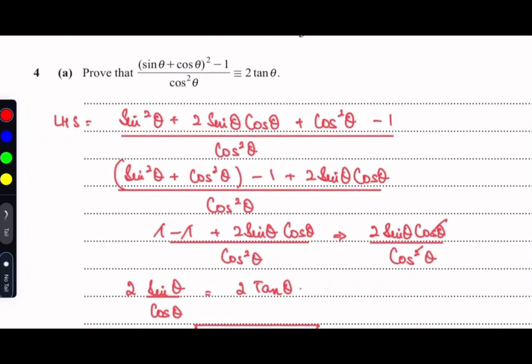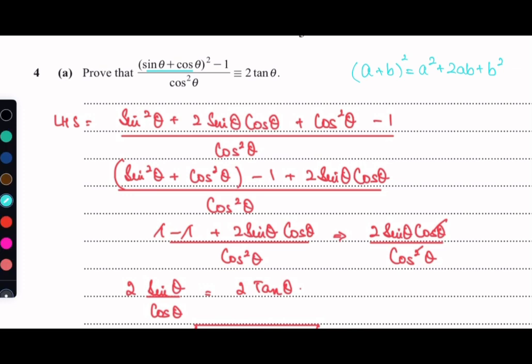Question number 4 is about trigonometric identities, and for trigonometric identities I should know that (a plus b) the whole square is equal to a square plus 2ab plus b square. So the question is for (sine theta plus cos theta) the whole square. I will be applying this identity to (sine theta plus cos theta) the whole square. So applying that, it's sine square theta plus 2 sine theta cos theta plus cos square theta minus 1.